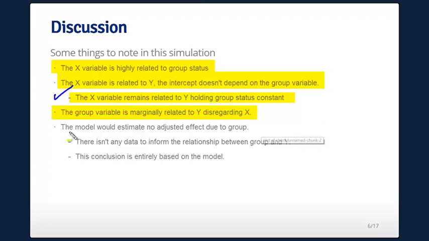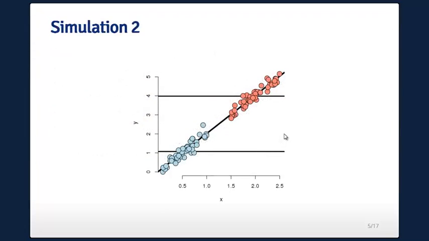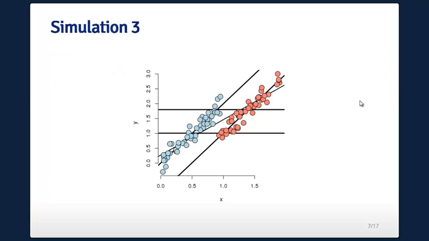So this model, under the adjustment, would have a huge marginal effect, but no adjusted effect. And then, as I said, there just isn't any data to inform this relationship between the group and y after adjustment. The conclusion is entirely based on the model. Okay, so that's another. So we've gone through two examples, just changed things very mildly, and the code for this you can get from the Slidify thing. I'm not going to show the code every time.